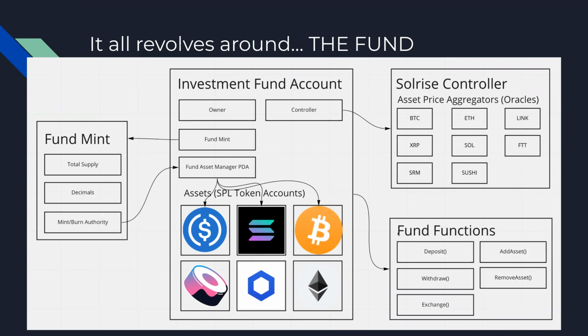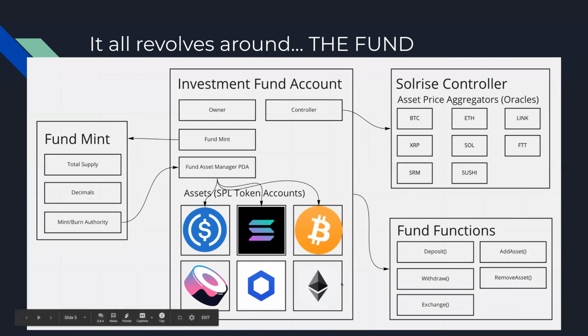The exposed fund functions are deposit. Deposit is when you buy into the fund. So you need to deposit a stable coin. In our case, we call this USDC. And by depositing USDC, you get some fund shares.